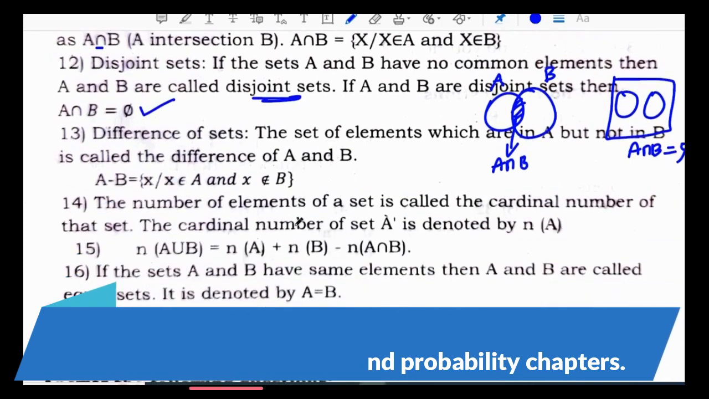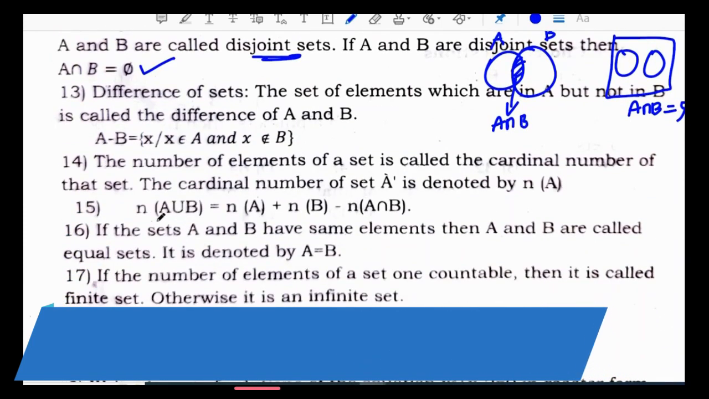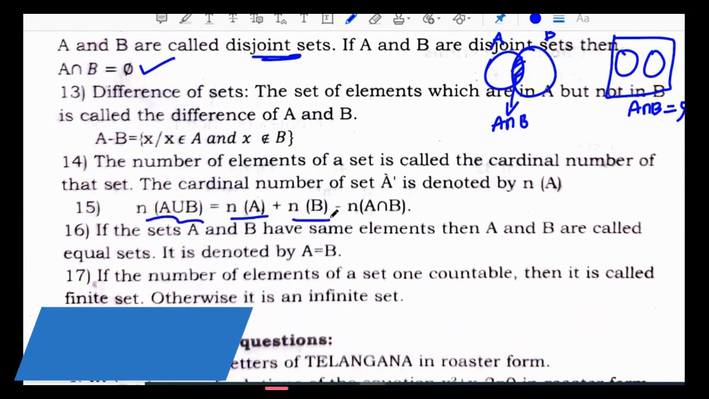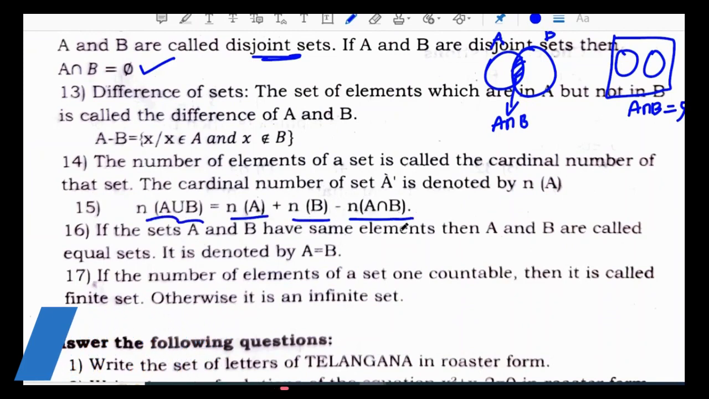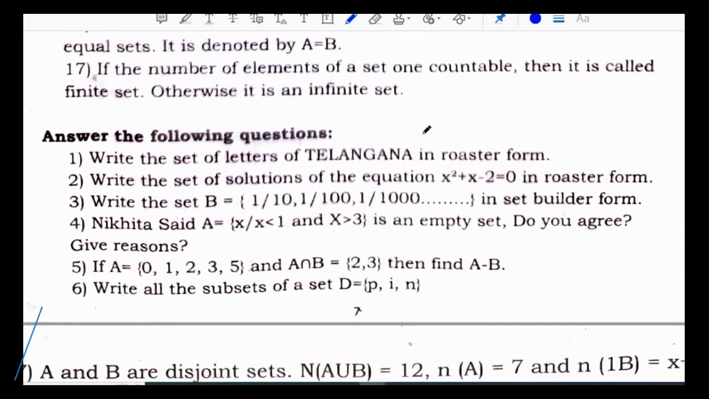Remember this, students. The most important formula in sets is n of A union B is equal to n of A plus n of B minus n of A intersection B. We'll see the questions now.